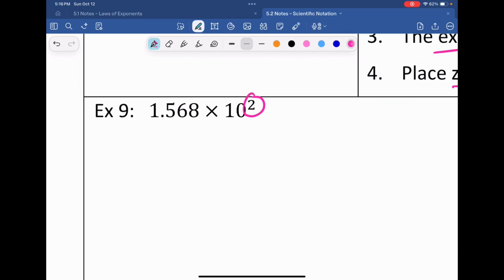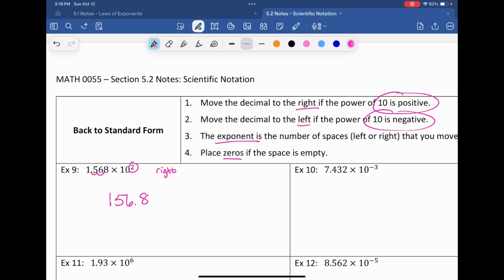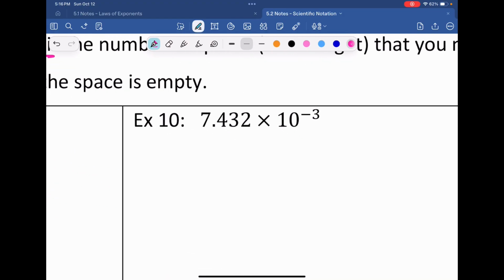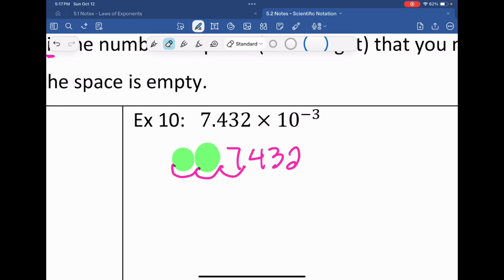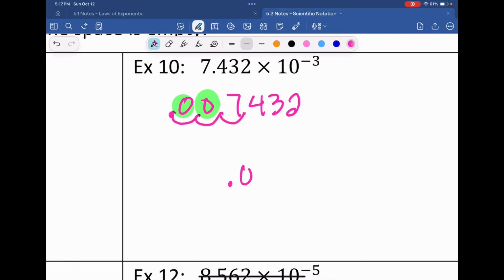Positive 2, meaning you're moving to the right. So 1, 2. Negative 3 means move to the left. So I'm going to put this down here. 1, 2, 3. So I've got an empty jump right here and another empty jump right there. They get zeros. Now, if it makes you feel better, put a 0 in front of the decimal. That doesn't change anything, but you don't need it.